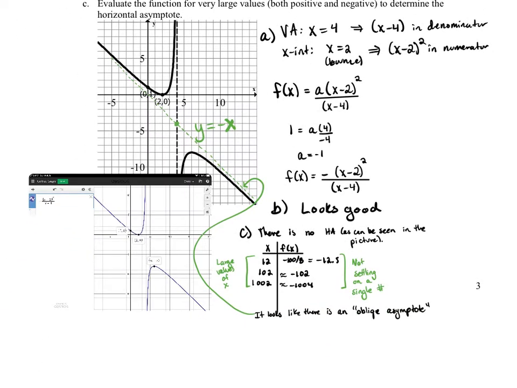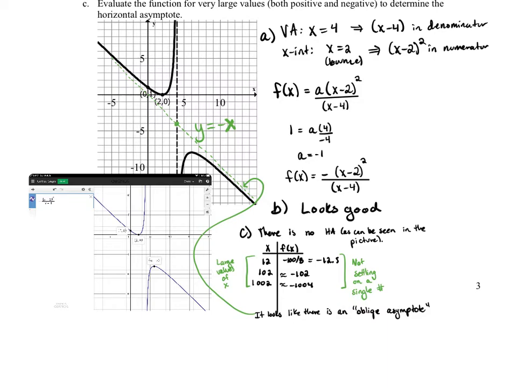In part C, it asks you to evaluate for large values of x to see what the horizontal asymptote is. So I started plugging values of x like 12, 102, 1002 in. And the reason I chose those is because those numbers, when I subtracted 2 from them, would be nice numbers. And it turns out that I was getting numbers like -12.5, -102, -1004. So as I was putting in large values of x, I was not settling on a single value of y.